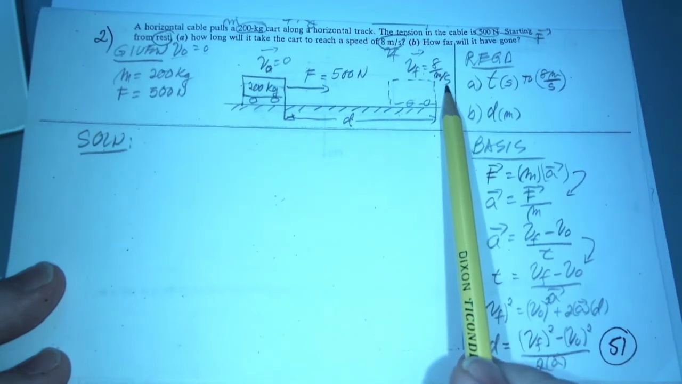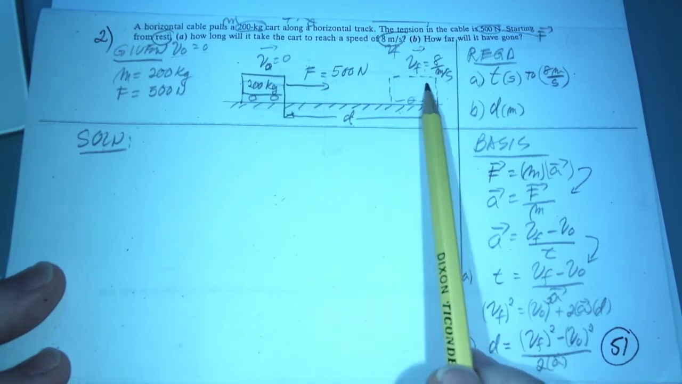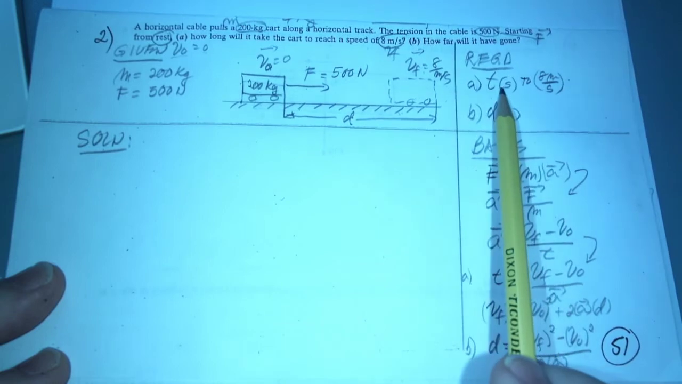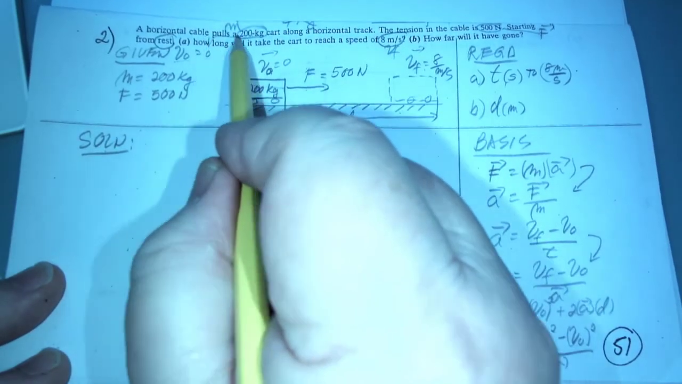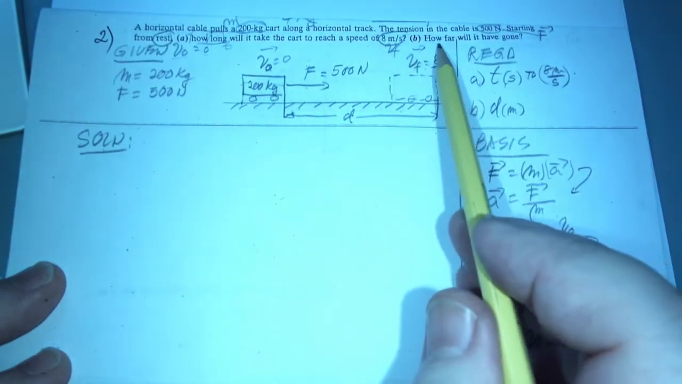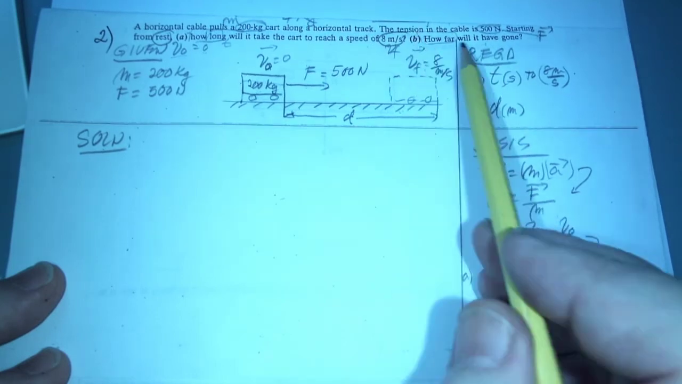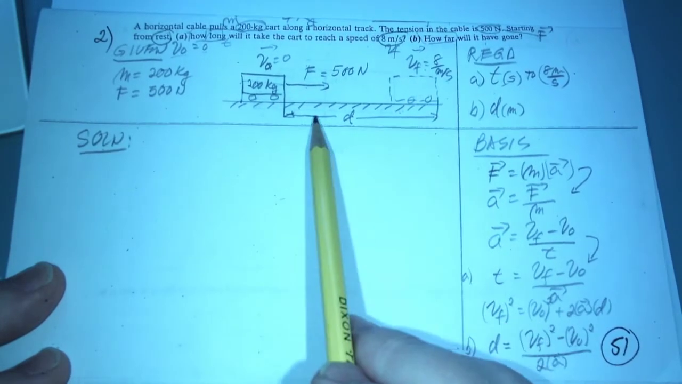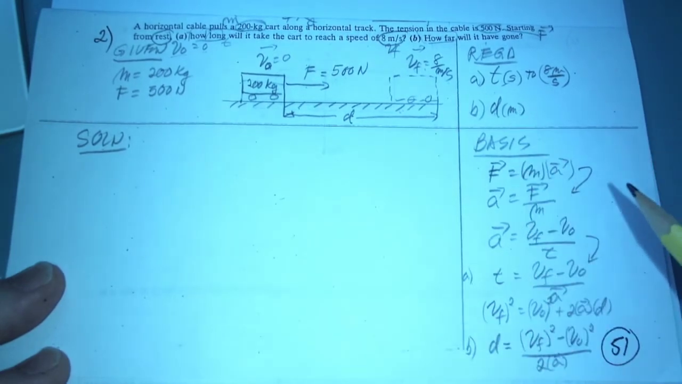And what they want to know is the time it takes for the object to accelerate up to 8 meters per second. So what they're looking for here is time. How long? That means time. And then how far is distance? D in meters. And so it starts here, it ends there. The displacement or the distance, that is what we're looking for in letter B.